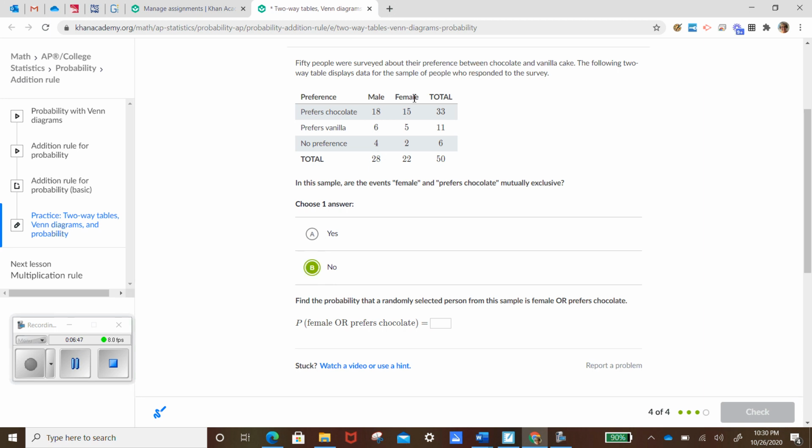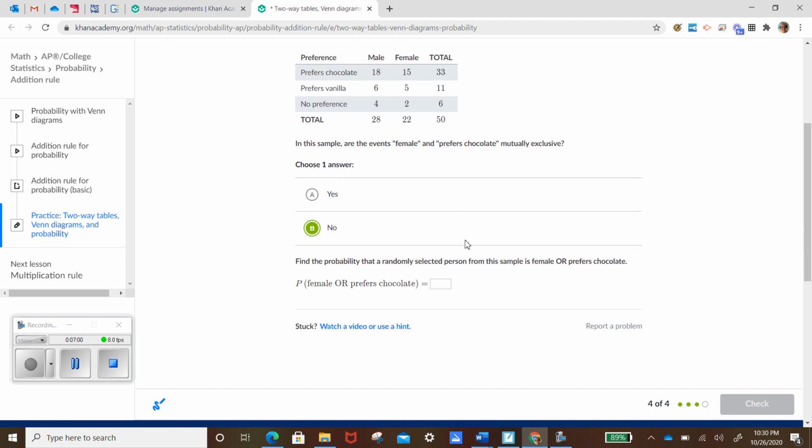Now, the genders are mutually exclusive from each other, and the preferences are mutually exclusive from each other. But which gender prefers which item? None of those are mutually exclusive. Find the probability that a randomly selected person from this sample is female or prefers chocolate. So we have 22 here that are female, and we have 33 here that prefer chocolate. And so we have this overlap, though, of 15.